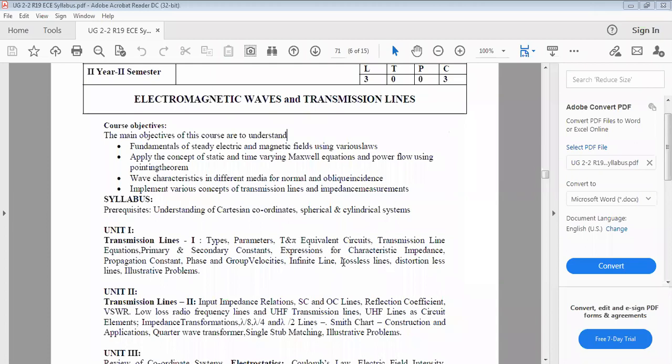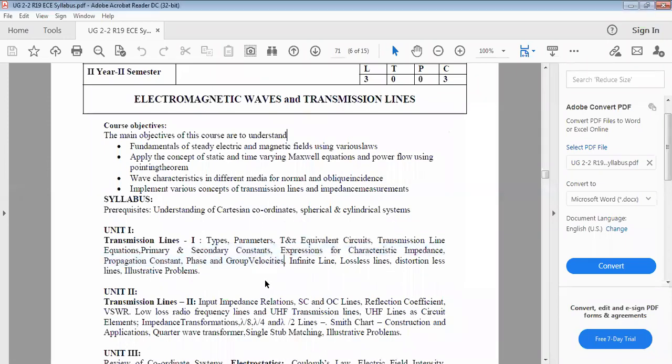And expression for characteristic impedance. Already I told you the expression for characteristic impedance: Z naught equal to square root of (R plus J omega L) by (G plus J omega C). Propagation constant expression: gamma equal to square root of (R plus J omega L) into (G plus J omega C) is the propagation constant.